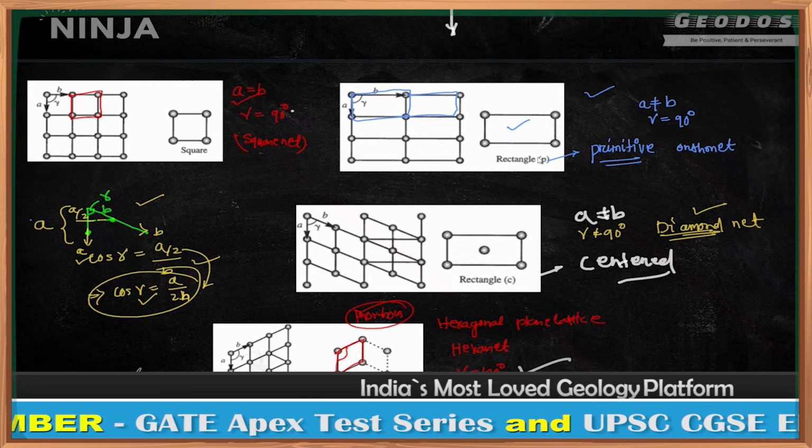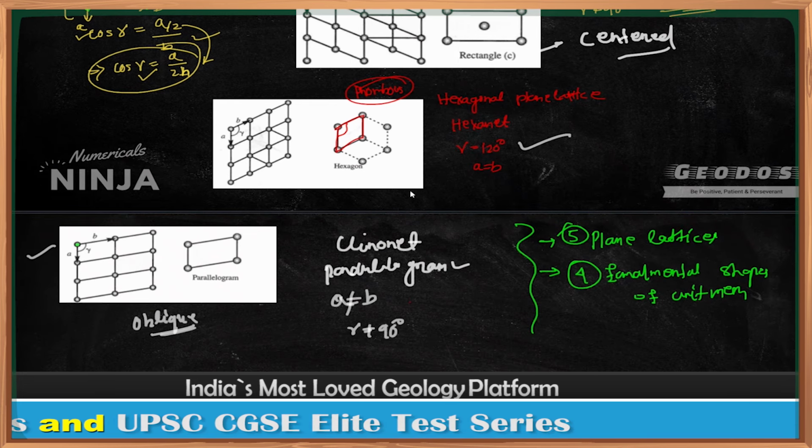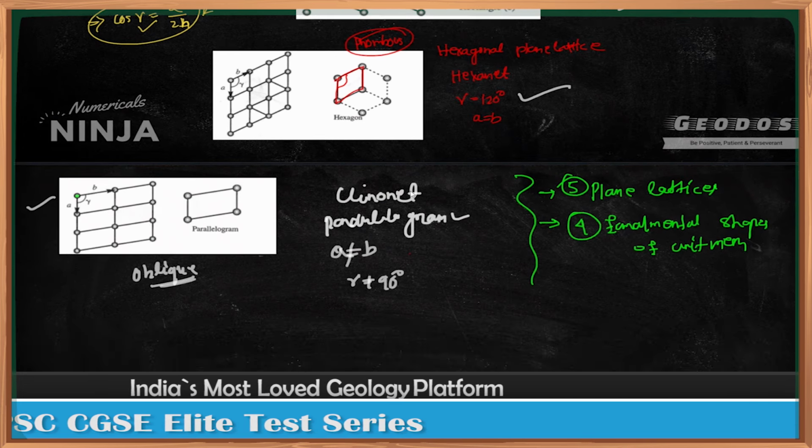4 कैसे हुआ? First thing is the square, then the second thing is the rectangle. Okay, that maybe there is 2 types, one is primitive and another is centered, and there is hexagon, or you can say rhombus shaped, and there is one parallelogram.